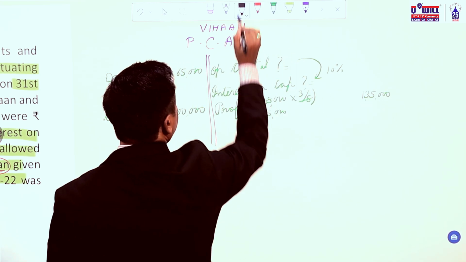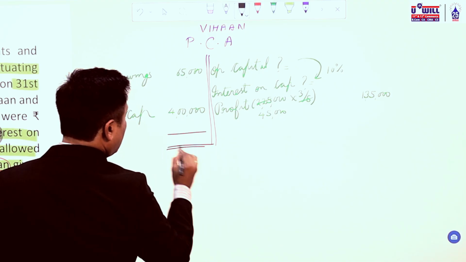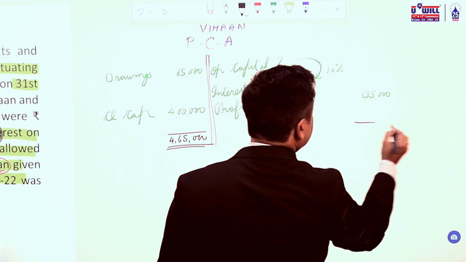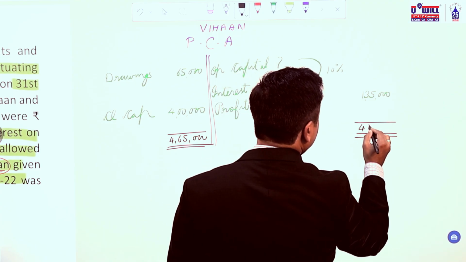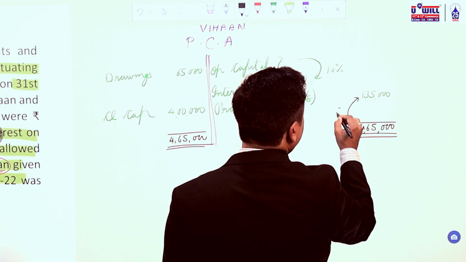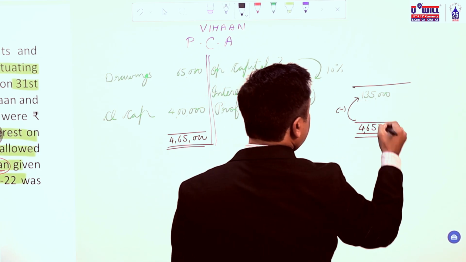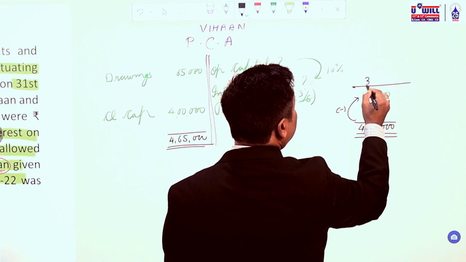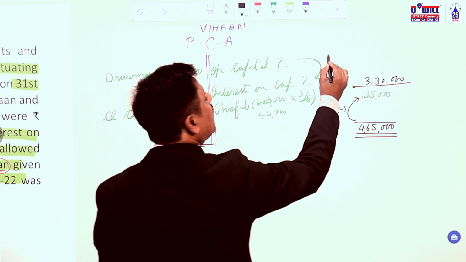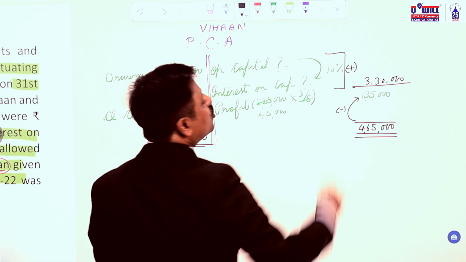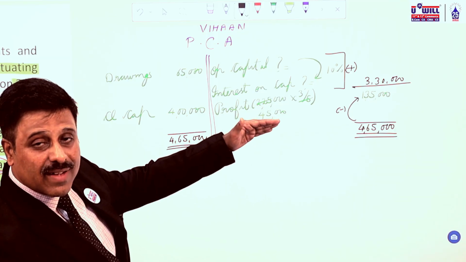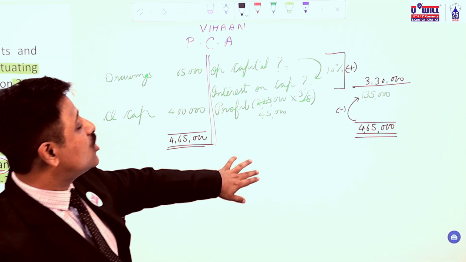Okay. Now, 4 lakh plus 65, 4,65,000. No other information is given. From 4,65,000, if I subtract 1,35,000, what will remain? 3,30,000. What is this 3,30,000? Capital plus interest on capital. These two things remain on the credit side. 4,65,000 minus profit 1,35,000, so on the credit side opening capital plus interest on capital is 3,30,000.